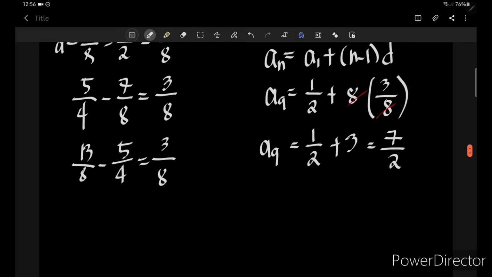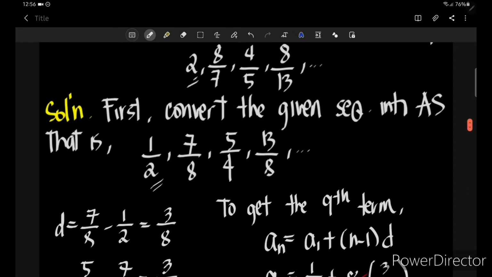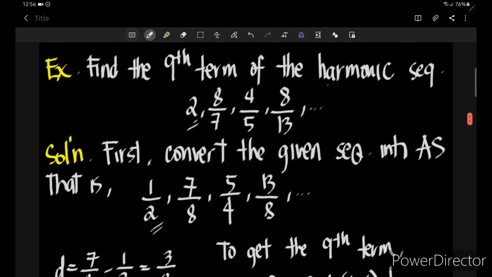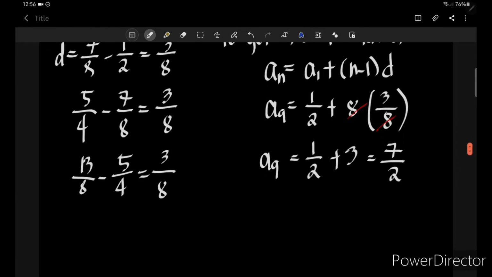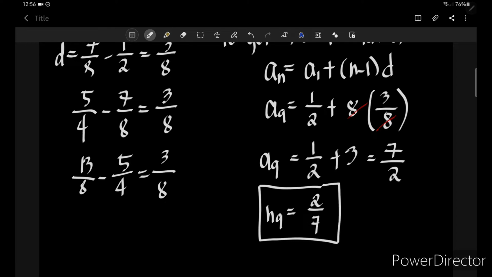Kaya lang, hindi yan yung hanap natin. What we are looking for is the harmonic sequence, the ninth term of the harmonic sequence. Para makuha siya, all you have to do is to get its reciprocal, 7/2. So, therefore, your h sub 9 is 2/7. Ito yung ating hinahanap na kasagutan.